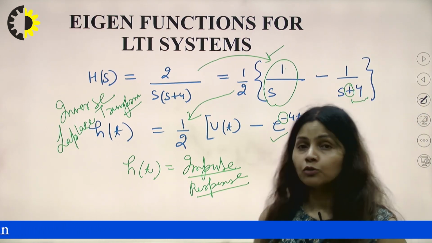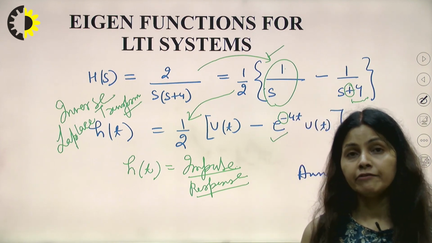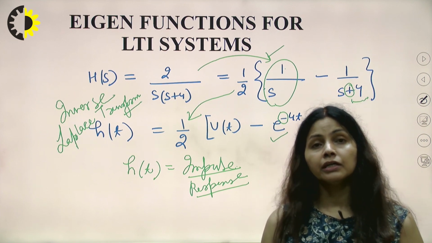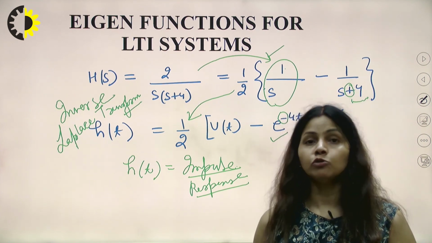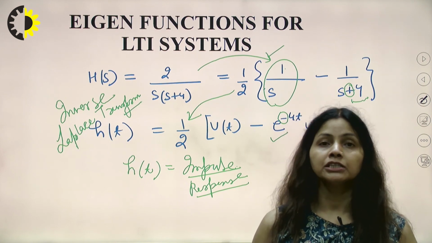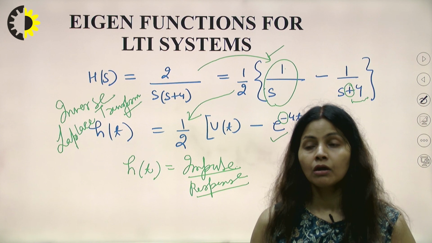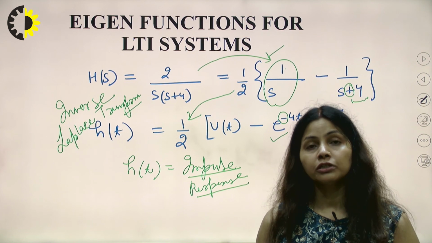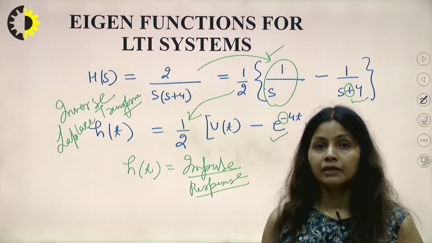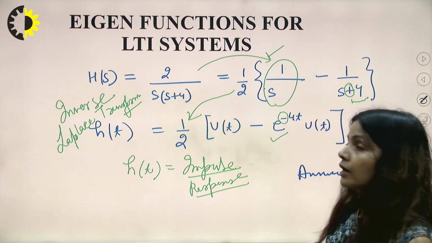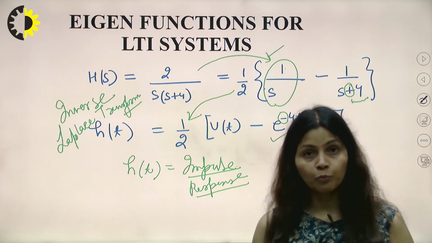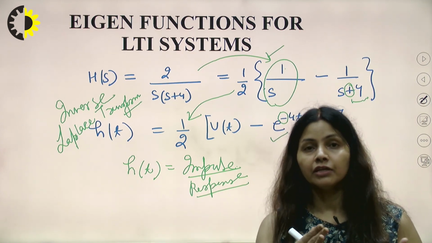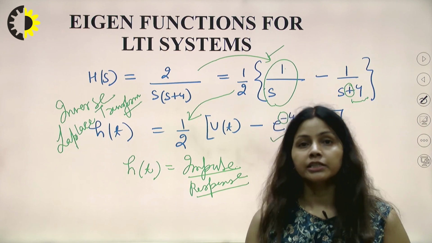So only by applying the concept of EV and EF, we can solve the differential equation. Questions may be asked in some other form also, but it is important that we know where to apply the eigenvalue and eigenfunction. I will again repeat, whenever the output is some constant multiplied by input, we can apply the EV and EF concept. Thank you.